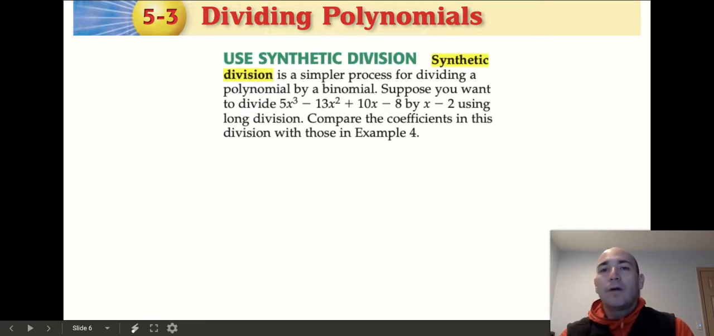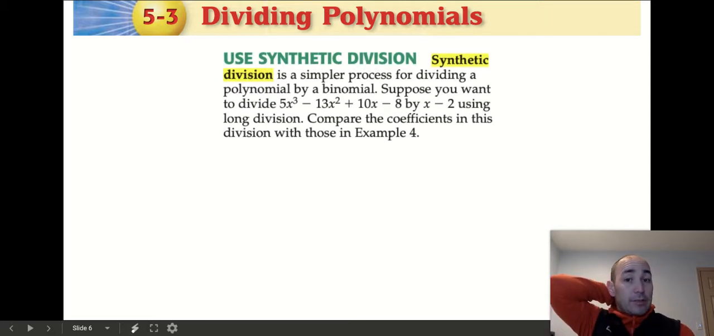So now we're going to move on. That's kind of the long division way. Now we're going to talk about synthetic division, right? Synthetic division is basically the same idea, but using a simpler process for dividing a polynomial by a binomial, okay? Suppose you want to divide 5x to the third minus 13x squared plus 10x minus 8 by x minus 2 using long division. We were going to use our method that we just learned.